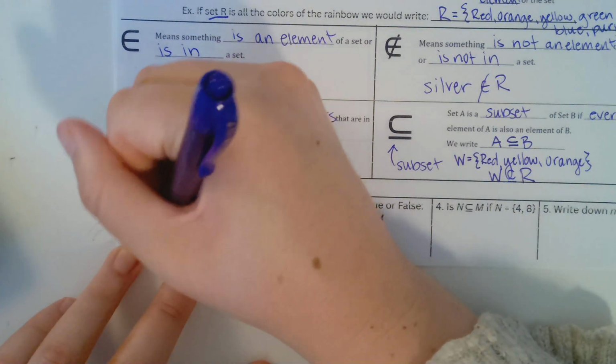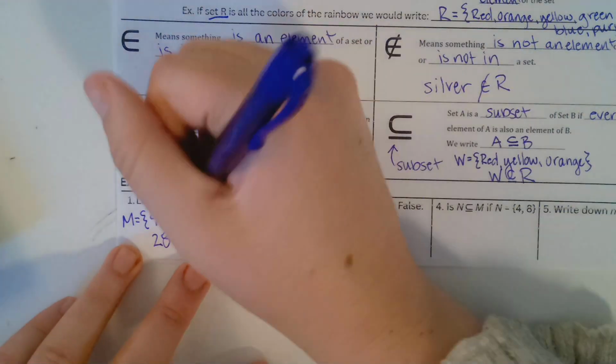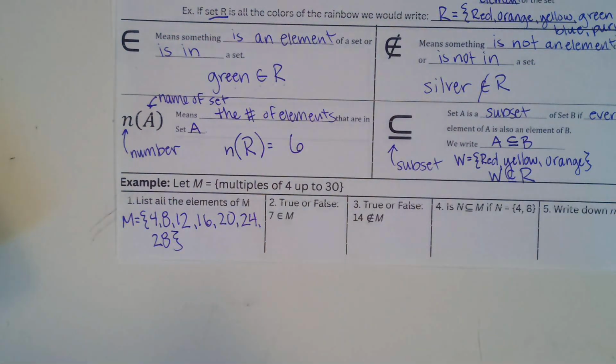24, 28. And in this case, I'm just going to stop there, because if I went any higher than that, I would get above 30. So that's just what the set looks like. You're probably not going to have to do that on the quiz.